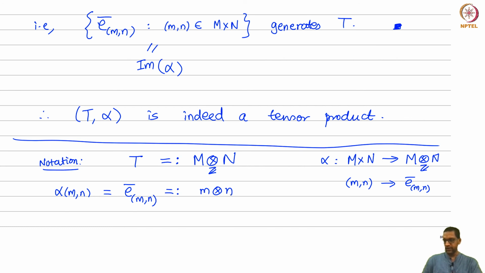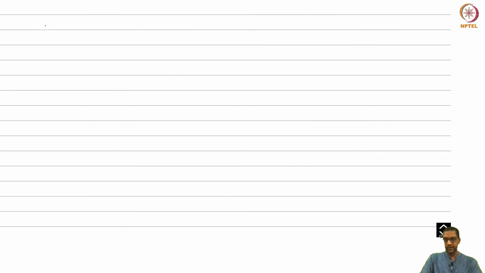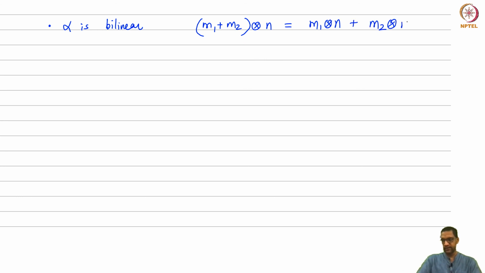Okay, and so what do we know finally in terms of this new notation? What we know is this: alpha is bilinear. That in this new notation just says this: if I take (m1 plus m2) tensor n, that's just m1 tensor n plus m2 tensor n, which recall means alpha of (m1, n) plus alpha of (m2, n). And similarly the other way, m tensor (n1 plus n2), which means alpha applied to this pair, where the m's are in M and the n's are all in capital N.